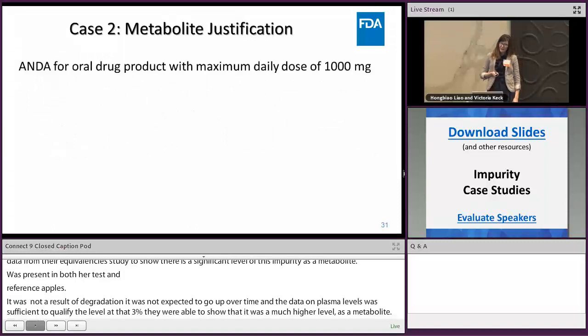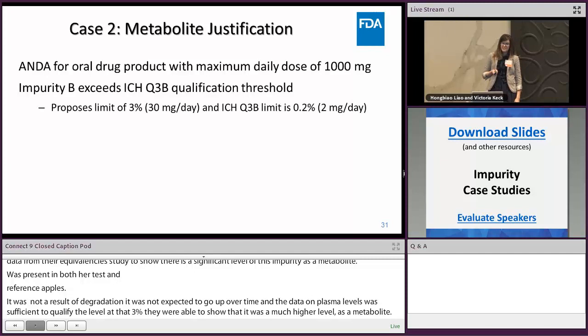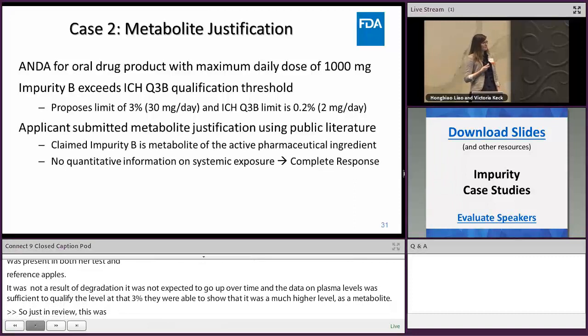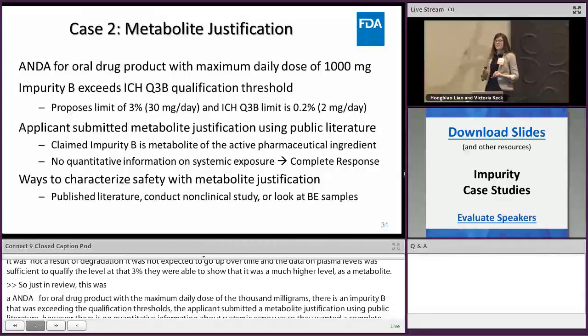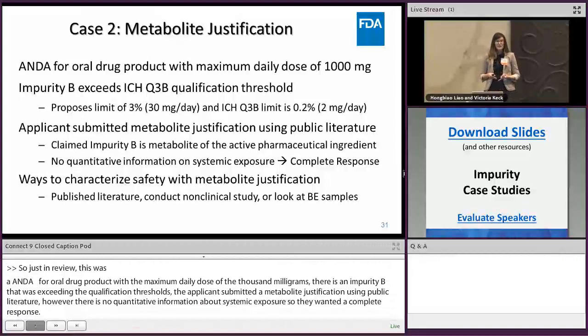So just in review, this was an ANDA for an oral drug product with a maximum daily dose of 1,000 milligrams. There's an impurity B that was exceeding qualification thresholds. The applicant submitted a metabolite justification using public literature. However, there was no quantitative information about systemic exposure, so they went into complete response. Ways to characterize safety with the metabolite justification: you can provide published literature with the quantitative information. You can conduct a non-clinical study, or you can look at your BE samples.